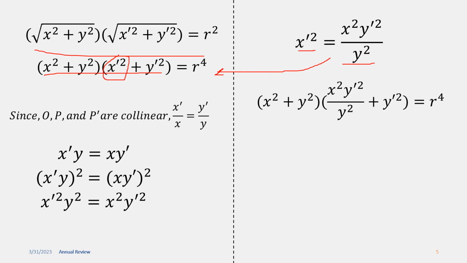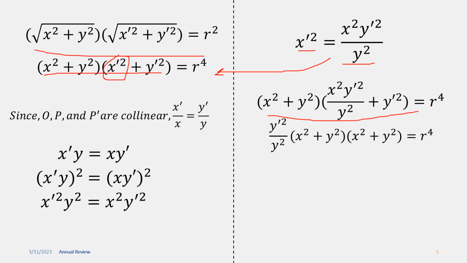In this case, we have the equation: the quantity of x squared plus y squared multiplied by the quantity of x squared y prime squared over y squared plus y prime squared is equal to r raised to 4. Then we factor out y prime squared over y squared multiplied by the quantity of x squared plus y squared, and another x squared plus y squared, and simplify this expression.